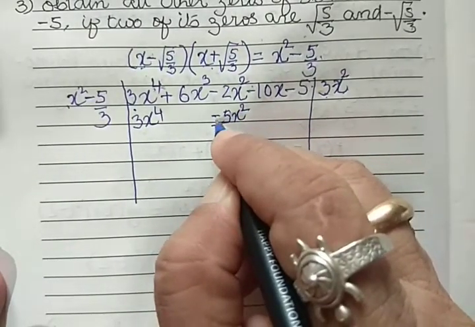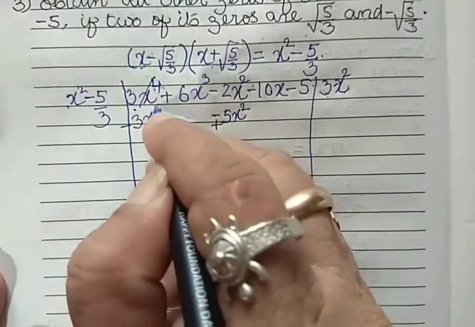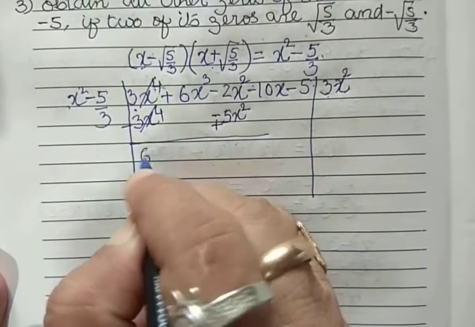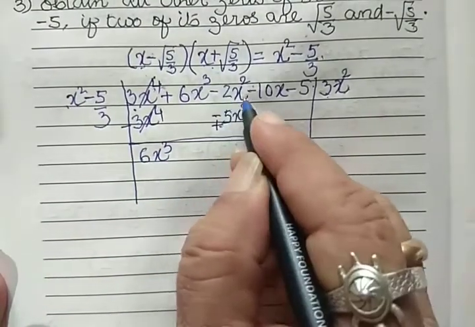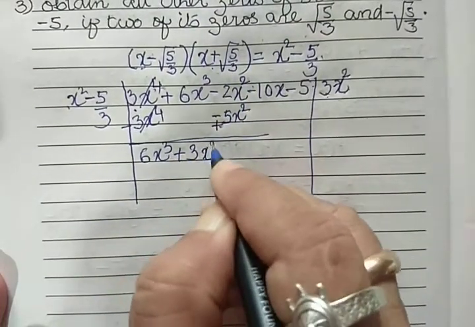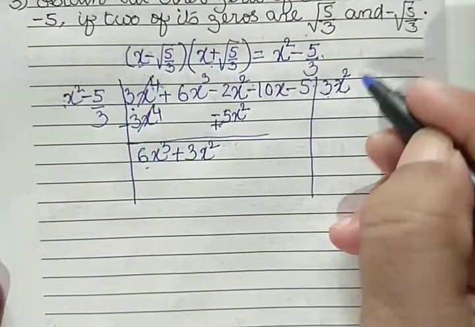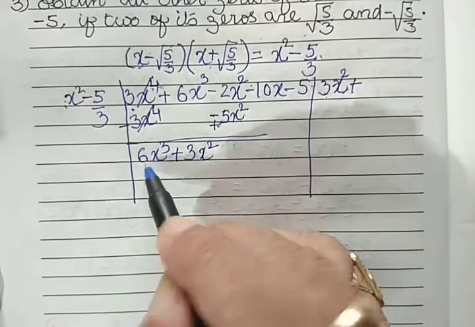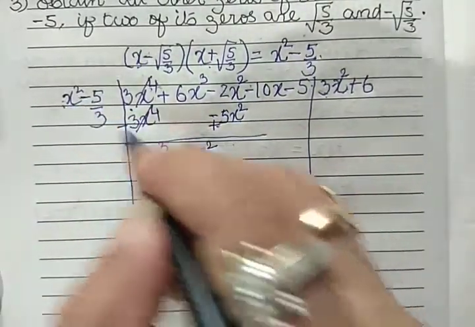So now let us divide. Let us subtract, so you have to change the sign. Plus 3x to the power of 4 minus 3x to the power of 4 cancels. So here 6x cube plus 5x square minus 2x square plus 3x square. Clear? So this is plus, this is plus. So here sign will be plus. You should get 6.